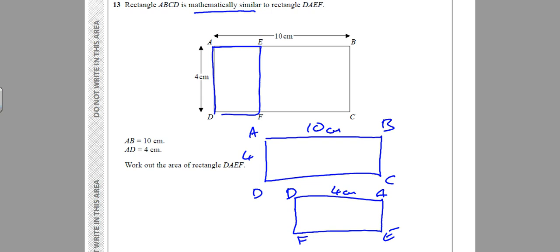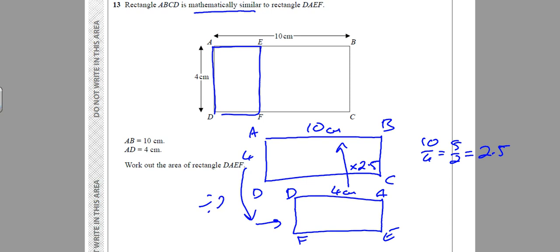So what we're going to do is work out what the scale factor is. What do we times 4 by to get to 10? So 10 over 4 is the same as 5 over 2. 5 divided by 2 is 2.5. So the scale factor you get from here to here is times by 2.5. So in order to work out what this one is, you're going to divide by 2.5. So we've got to work out what 4 divided by 2.5 is.